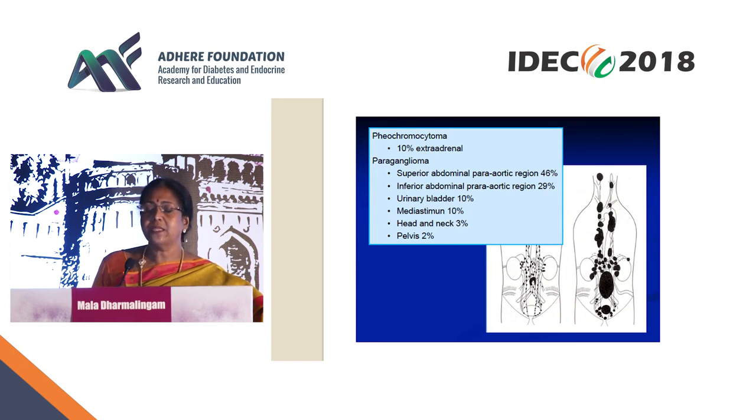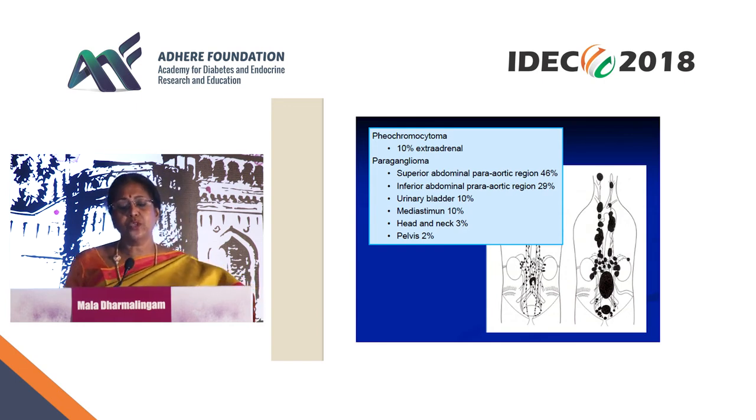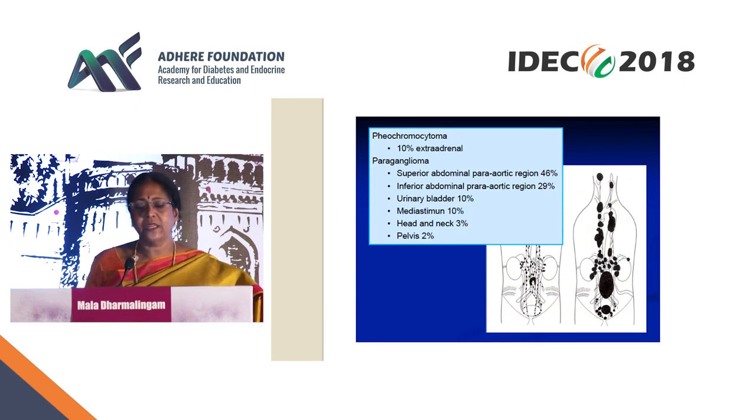So if you suspect, what to do? We usually do fractionated metanephrines. Now we get serum plasma metanephrines also. So you can do either urinary metanephrines or you can do plasma. And if there are more than 4 times elevated, there's a strong possibility, and then you have to image.